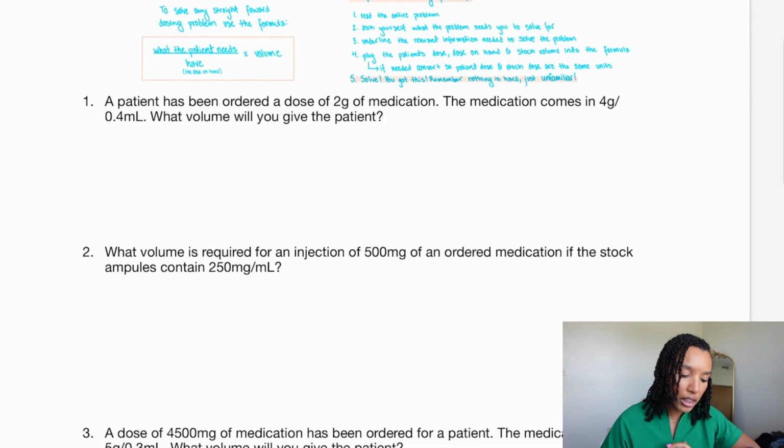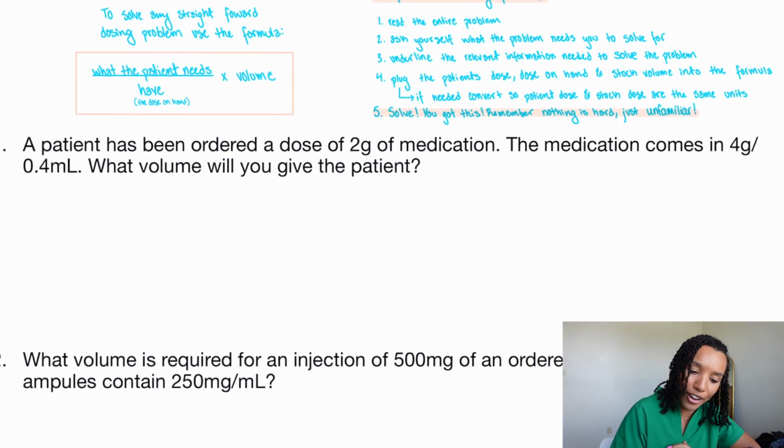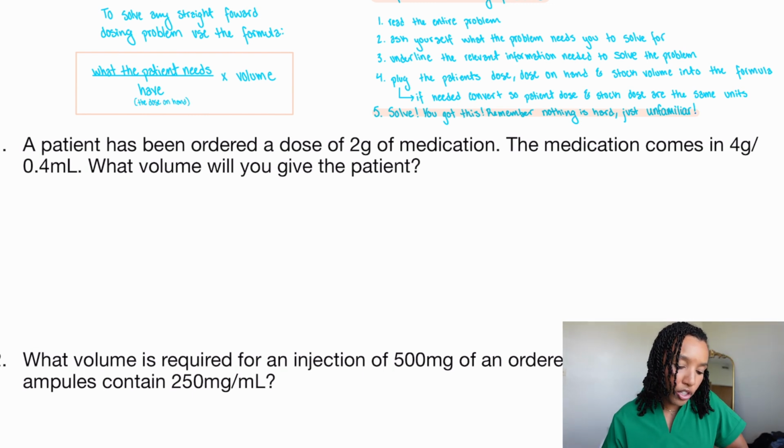So the first problem we are going to solve is number 1. How fun. Oh my God, you guys, I'm so excited to solve this problem with you. A patient has been ordered a dose of 2 grams of medication. The medication comes in 4 grams per 0.4 mL. What volume will you give the patient?